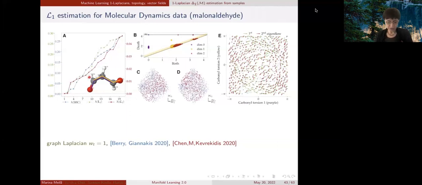And this is important because this molecule produces a torus. We've seen it before. And so this means it has 2 cycles, so we need to have 2 zero eigenvalues for this first order Laplacian.